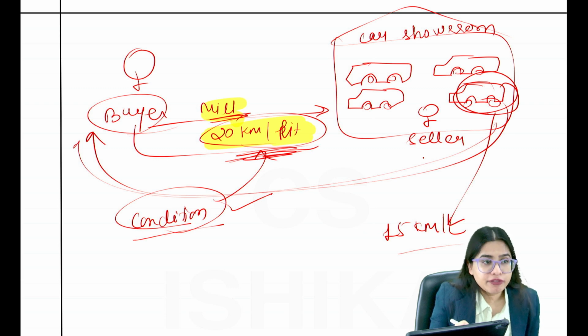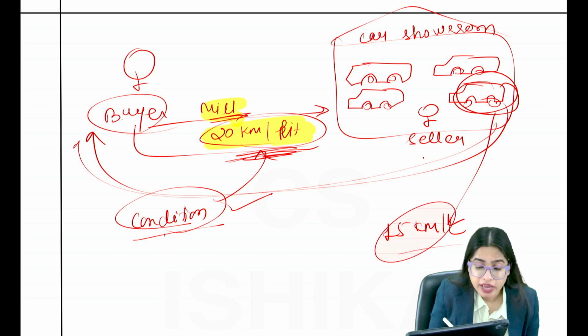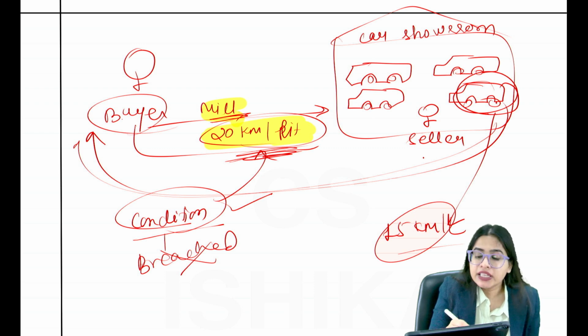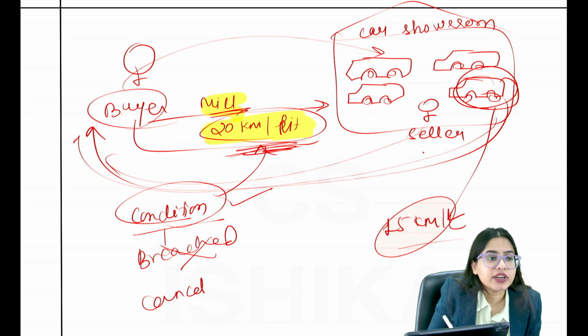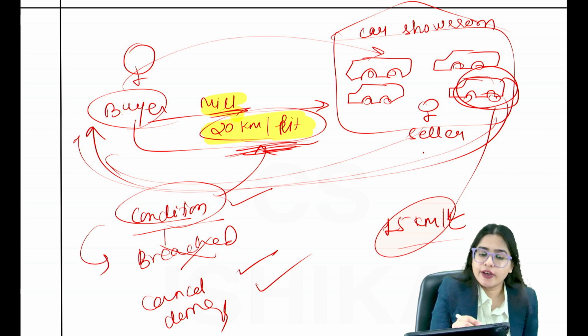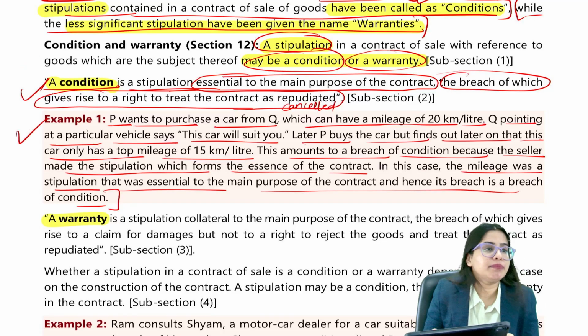Now later, when the buyer found out that this car gives only 15 kilometers per liter, can we say that the condition is breached? The answer is yes, the condition is breached. Can he return the car and get his money back? Yes. Can he cancel the contract? Yes. Can he claim damages? The answer is yes. Why? Because the condition is breached. I hope you are clear with the meaning of condition and the example.